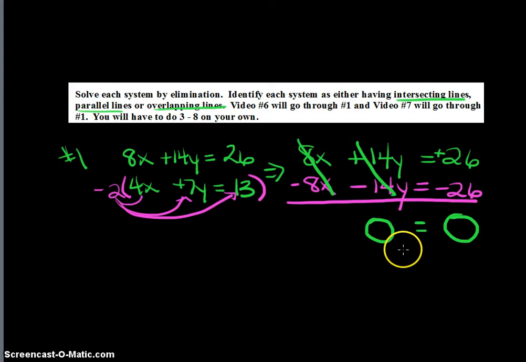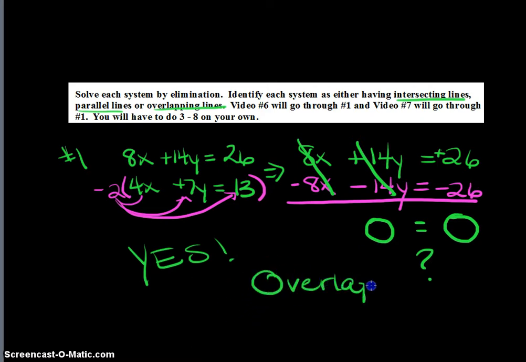All right? And now this is different. I've got no variables here and I've got nothing here. 0 equals 0. And we ask ourselves, is this ever true? Is 0 always equal to 0? And the answer is yes. 0 is always equal to 0. So because this is always true, that means we will always have a solution. So that means now that we have overlapping lines.